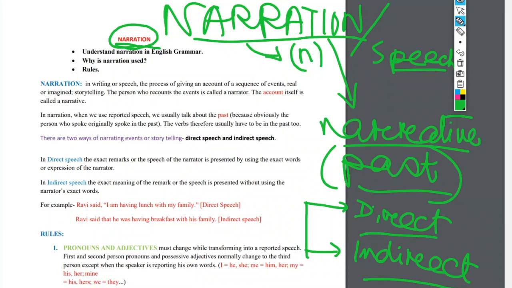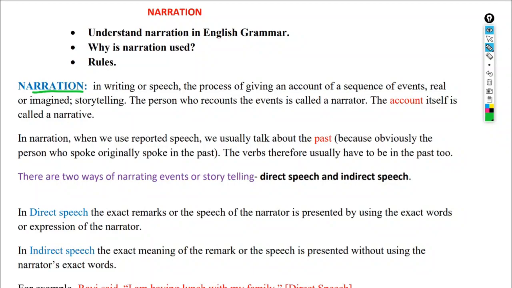So here we go. Narration, in writing or speech, is the process of giving an account of a sequence of events, real or imagined storytelling. The person who recounts the events is called the narrator. The account itself is called a narrative. When we study stories, they are the narrative, and they are told by somebody, and the person is called the narrator. When the quote of the main character is directly stated, that is called the direct narration. When it is indirectly reported, then that is called the indirect report or indirect narration.